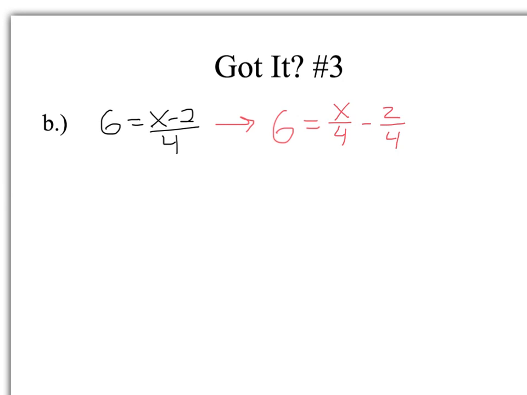So let's simplify this. This is 6 equals x over 4 minus 2 over 4, which would be 1/2. Okay, this is just the other way, instead of multiplying both sides by 4, which is definitely easier. Now if we go to solve this, let's do the add or subtract piece first. So let's add 1/2 to both sides. So now we have 6 1/2 equals x over 4.